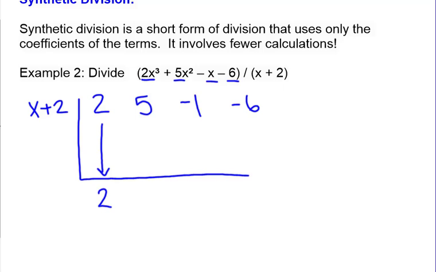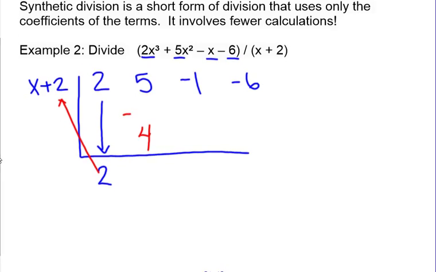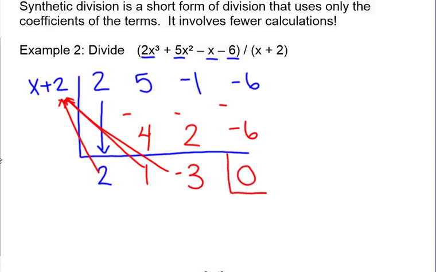And then you ask yourself, okay, 2 times positive 2 is 4. You write that in the next blank. And then you subtract each of the terms. So 5 subtract 4 is 1. Next up, we go back, we ask 1 times 2 is 2. We put that in the next blank. Negative 1 subtract 2 is negative 3. We're going to ask ourselves, okay, negative 3 times 2 is negative 6. Negative 6 subtract negative 6 is 0. This last term is our remainder.